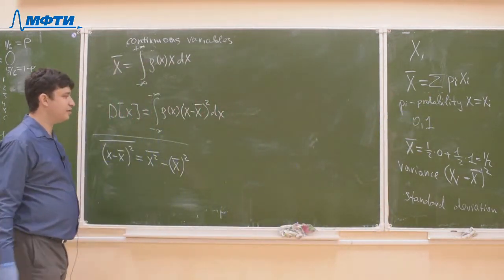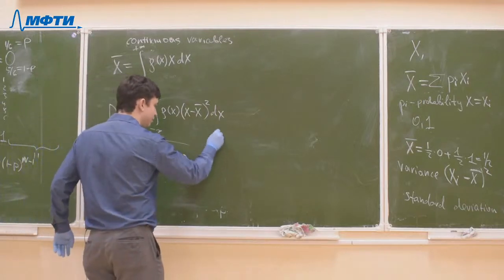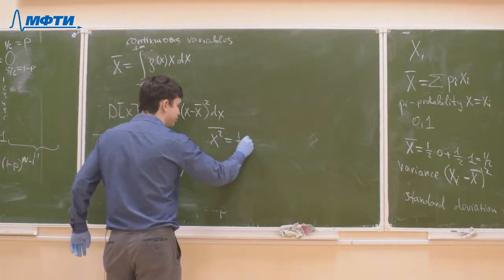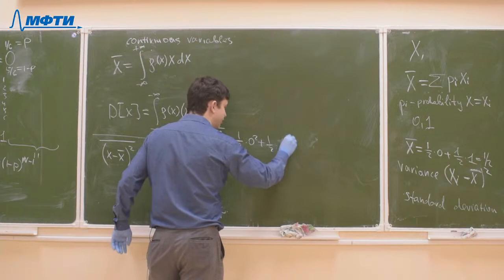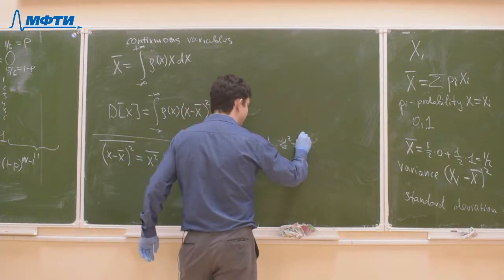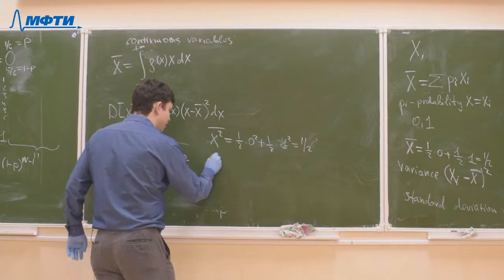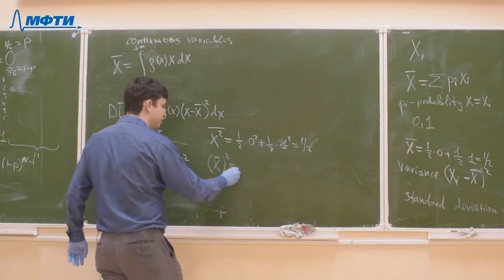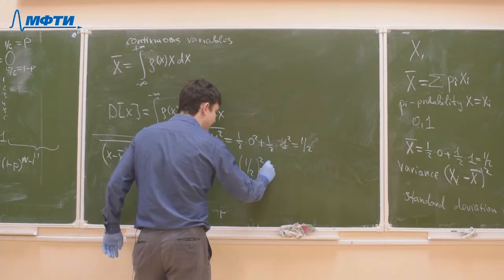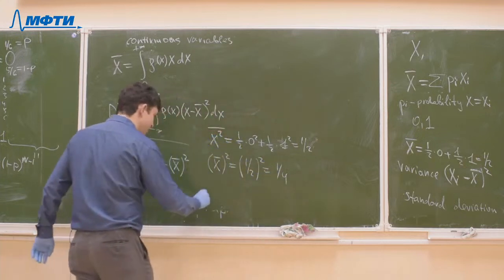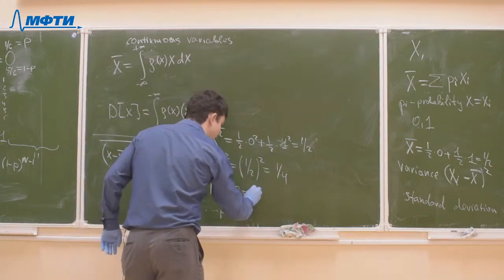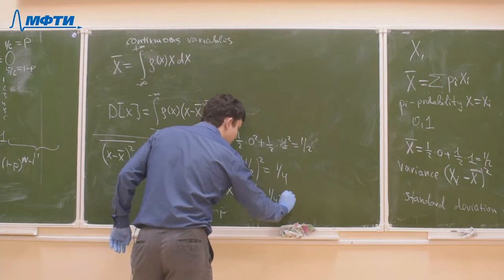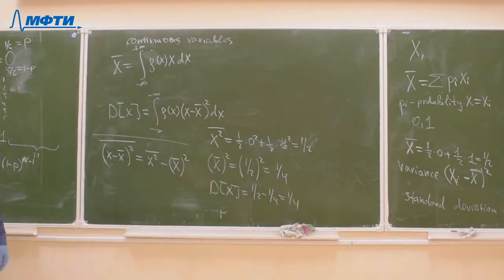So the average of the squared value for coins is 1/2 multiplied by 0 squared plus 1/2 multiplied by 1 squared. Altogether this gives you 1/2. Then the average value squared gives you 1/2 squared, which is 1/4. And then for the variance of the value x, we have 1/2 minus 1/4, which is 1/4. Indeed, this formula is okay here.